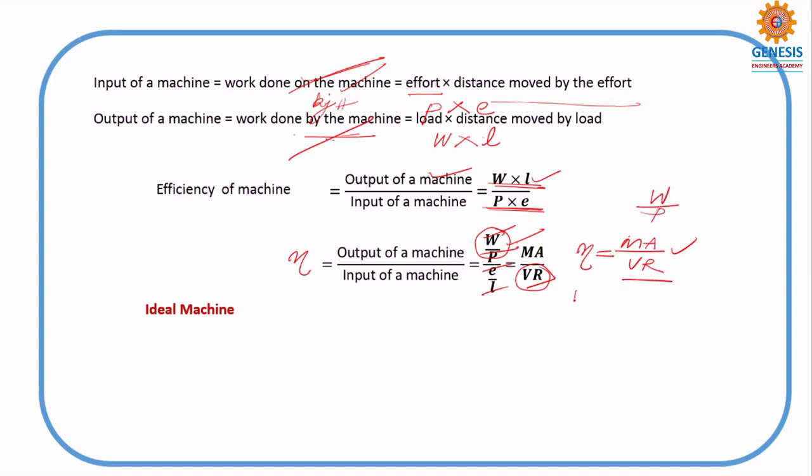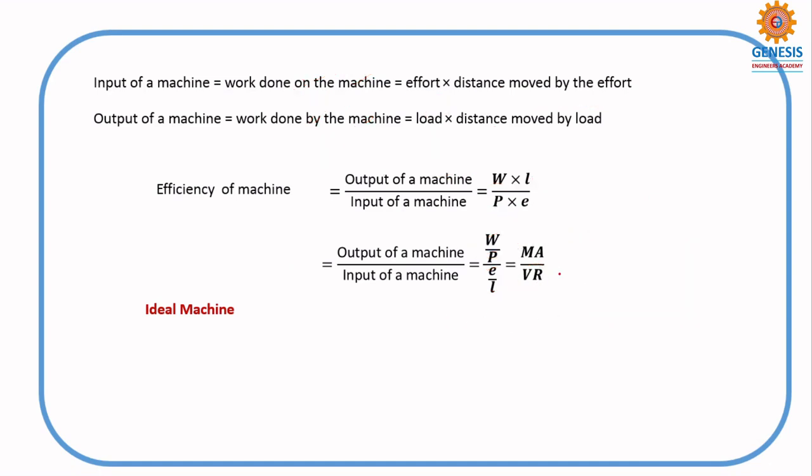What is the velocity ratio? Velocity ratio is E by L, effort by load. Simple. So I am not using X and Y. I have to use simple E, effort, by this.